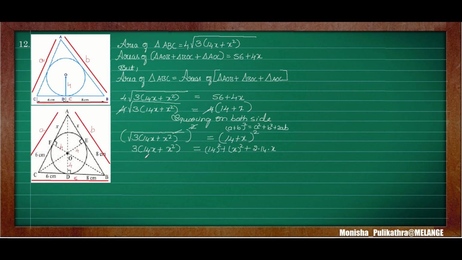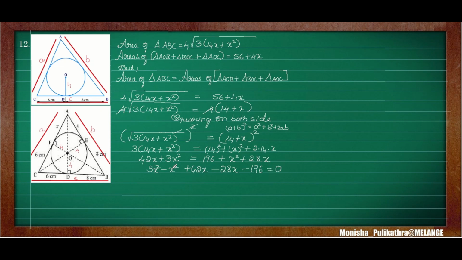Now multiply this. 14 3s are 42x plus 3 into x square is 3x square is equal to, 14 square is 14 into 14 is 196 plus x square plus 2 into 14, 14 2s are 28x. Next we need to write it in equation form. So write 3x square as it is. I will be shifting this x square to the left hand side. It will become minus x square. And write 42x as it is, plus 42x. Next shift this plus 28x to the left hand side. It will become minus 28x. Next shift this 196 to the left hand side. So it will become minus 196 is equal to 0.